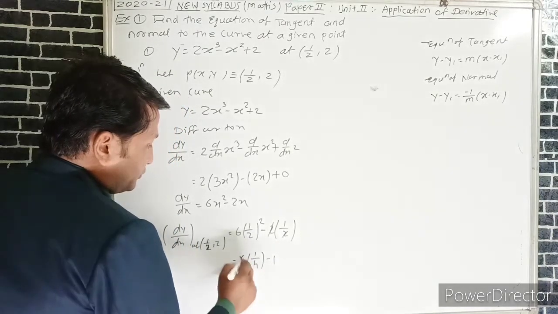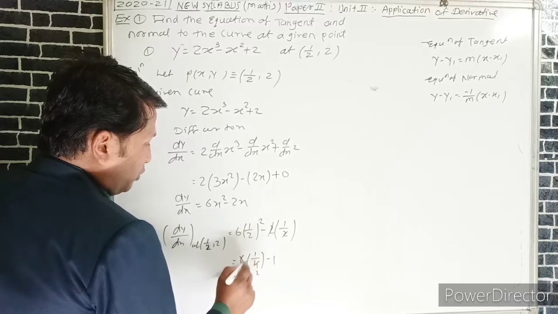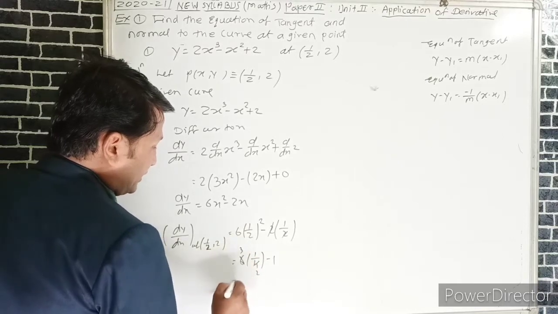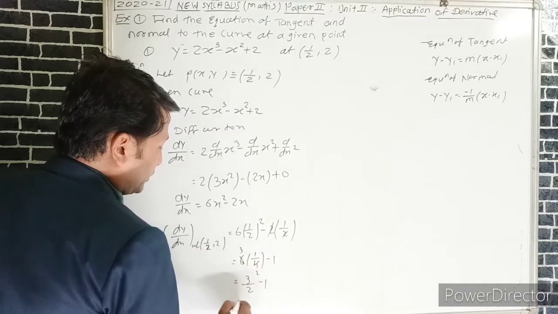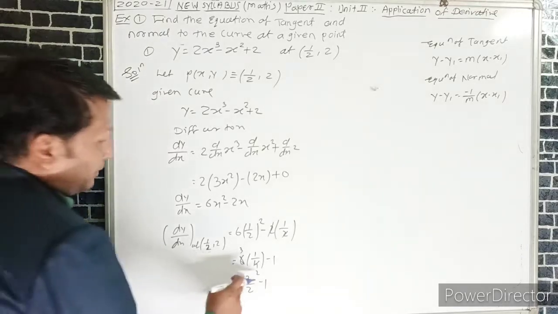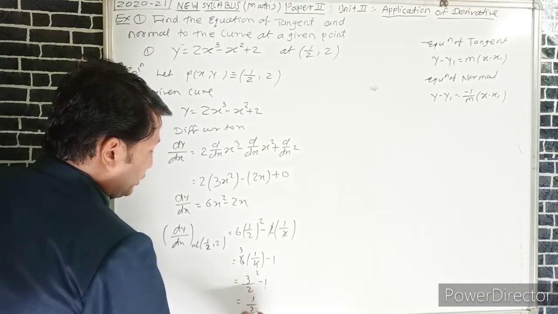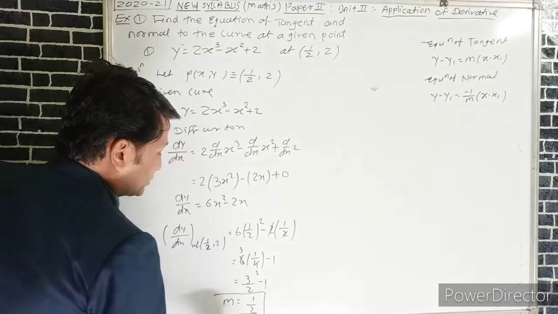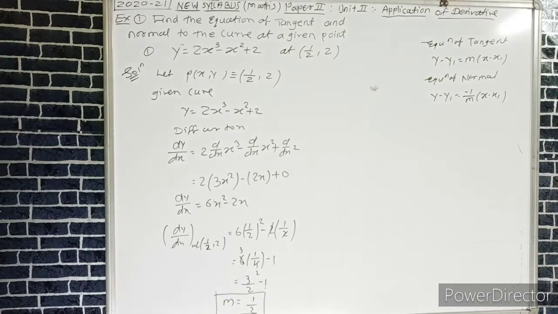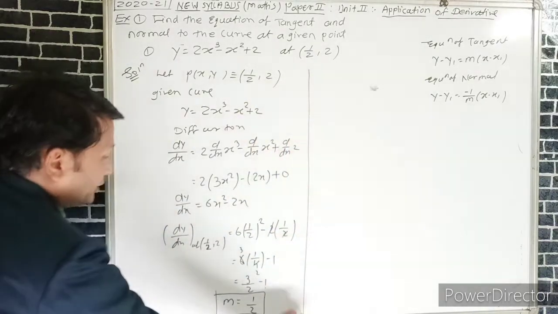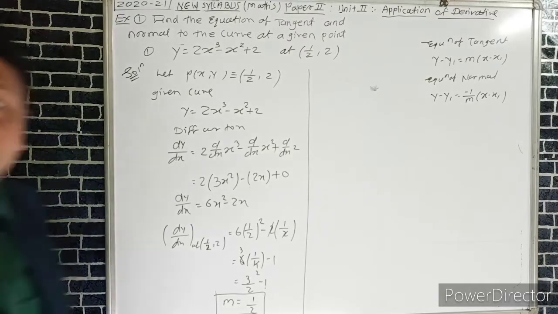Or we can write here 3 by 2 minus 1. The value of 3 by 2 minus 1, that is 3 minus 2, is 1 by 2, which is the slope. By using this slope, we have to find the equation of tangent and the equation of normal.